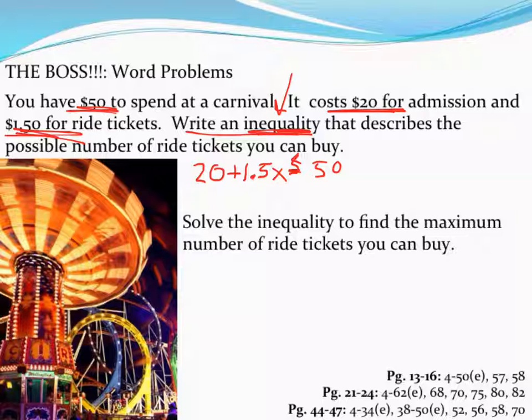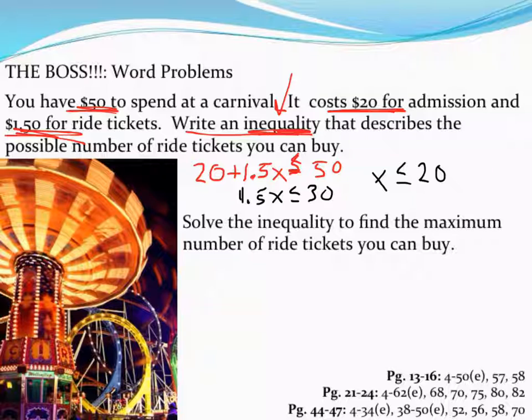So solve as we've always solved. I'm going to subtract 20 from both sides. So 1.5x has to be less than or equal to 30. If I divide both sides by 1.5, I end up with x has to be less than or equal to 20. Now at this point, again, I want to interpret what that answer means.